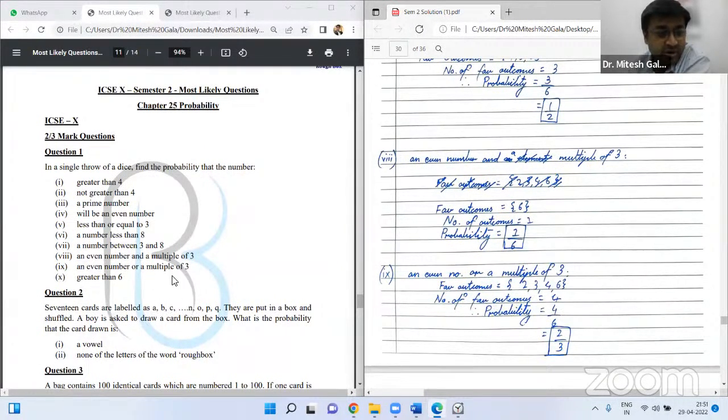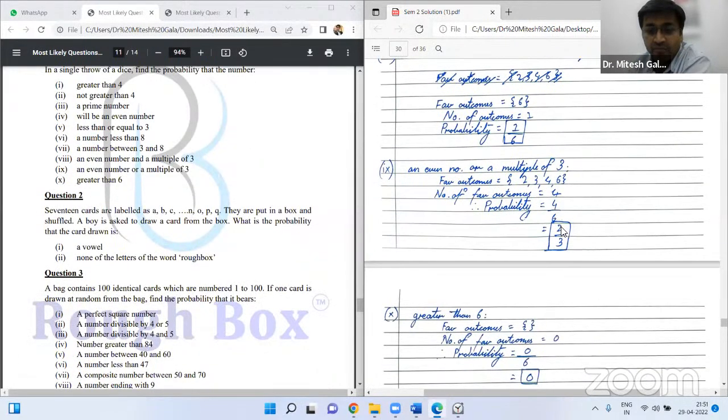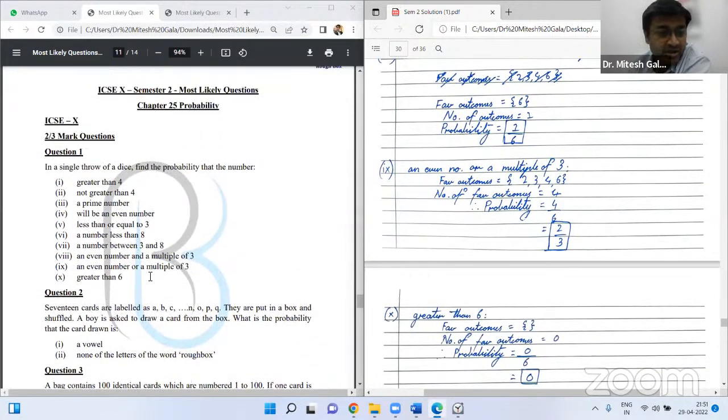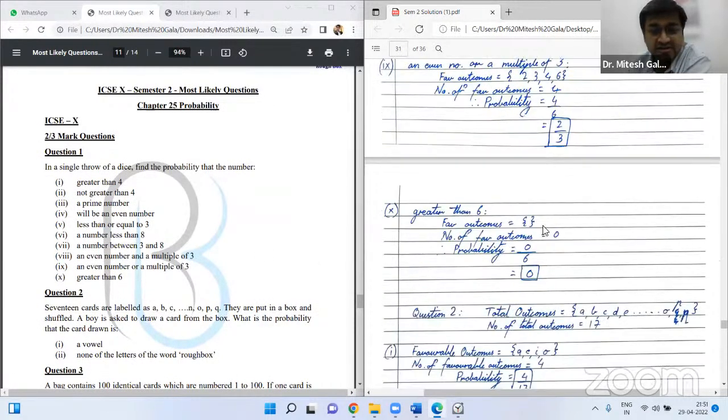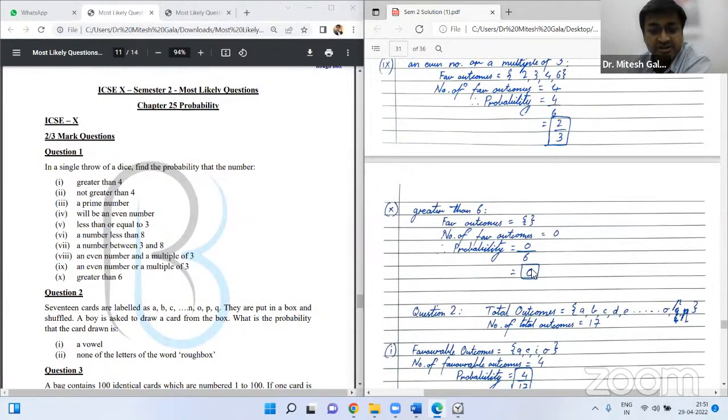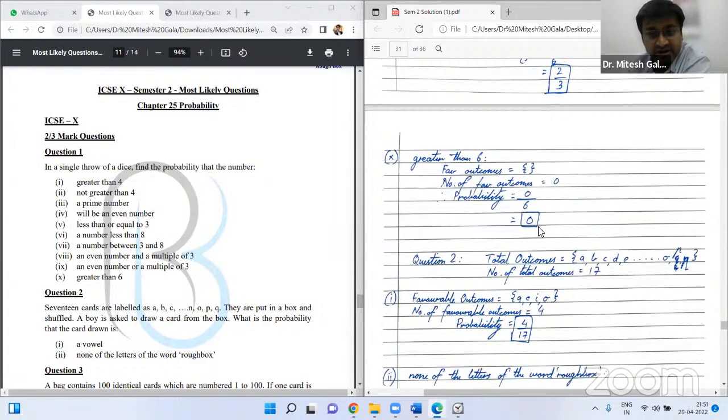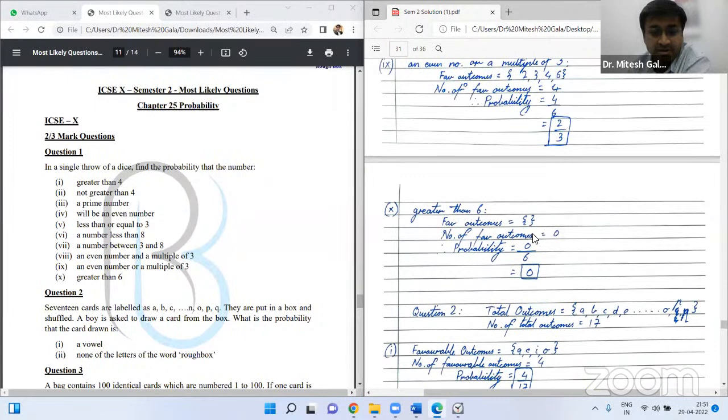And then an even number or a multiple of 3. Now both will be considered. So 2, 4, 6 and 3. So 4 numbers altogether, and therefore 4 by 6, 2 by 3. Okay. And finally greater than 6, so nothing, therefore 0. Don't write 0 upon 6. Even if you write the final answer as 0, you don't write the final answer 0.